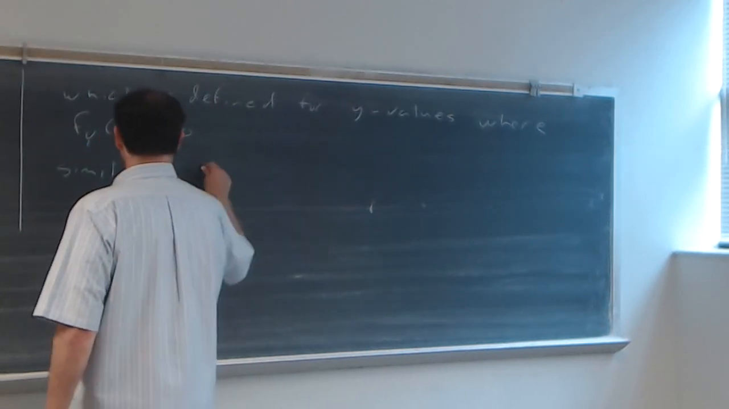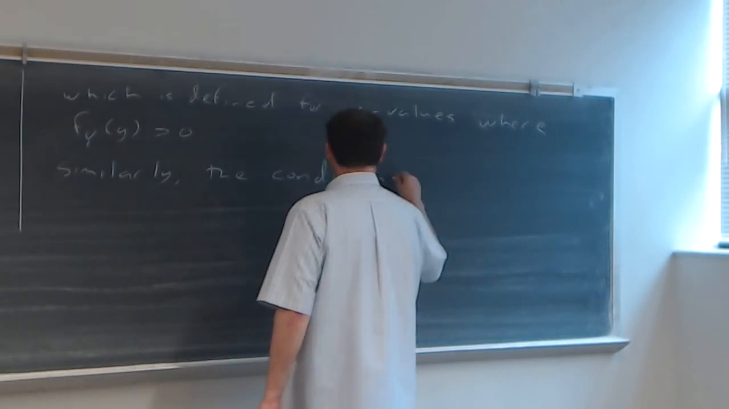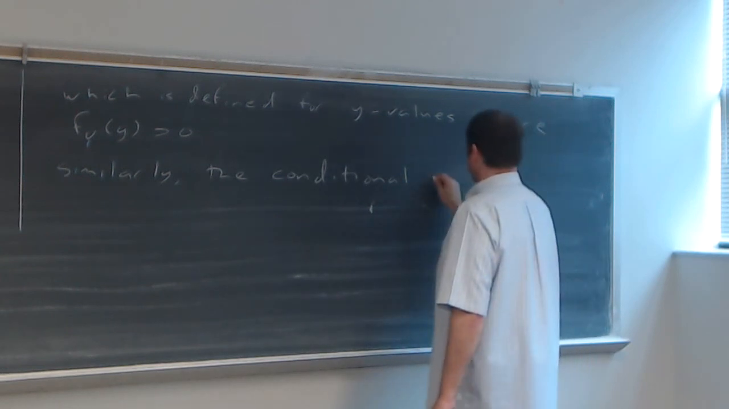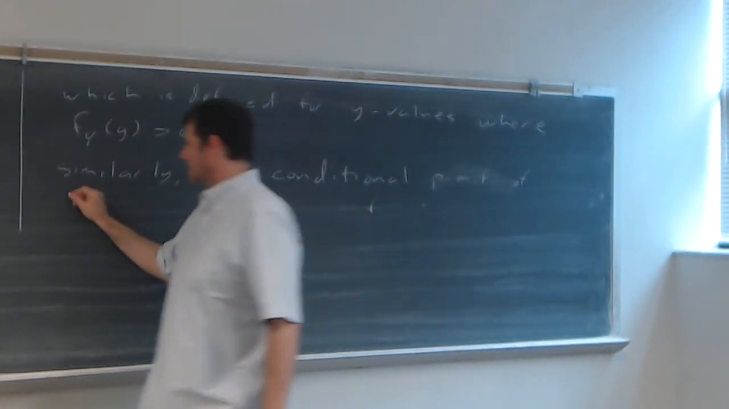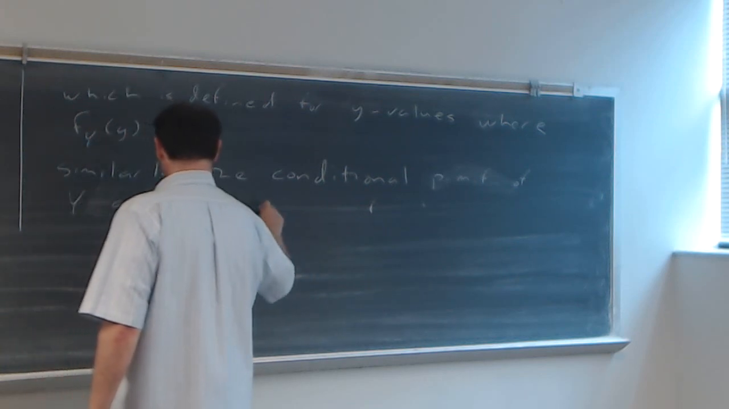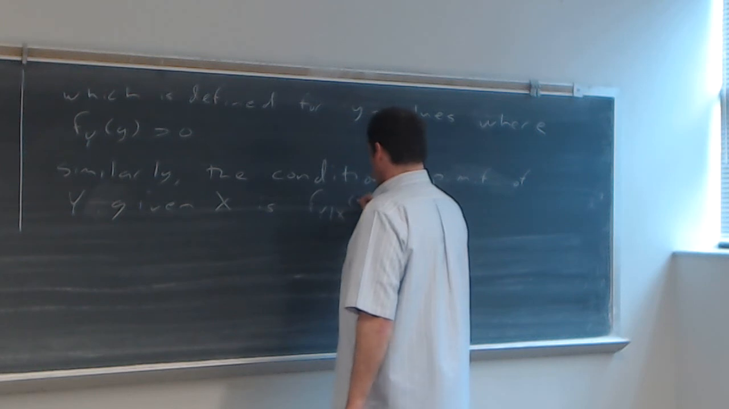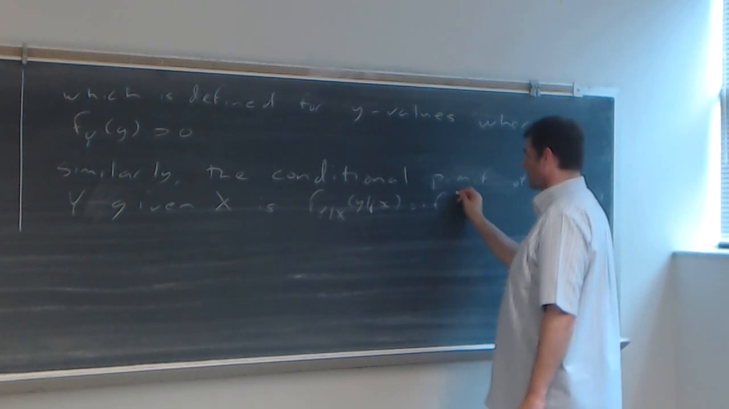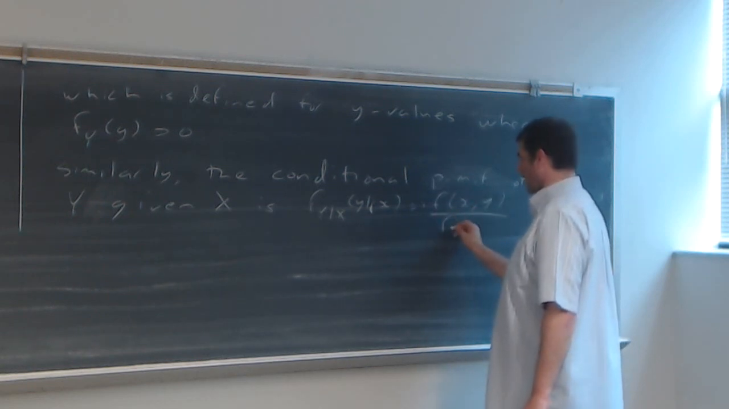If we have the definition of the conditional probability mass function of X given Y, we can similarly define the conditional probability mass function of Y given X as f sub Y given X, y given x, which is equal to f of x comma y, the joint PMF of X and Y, over f sub X.